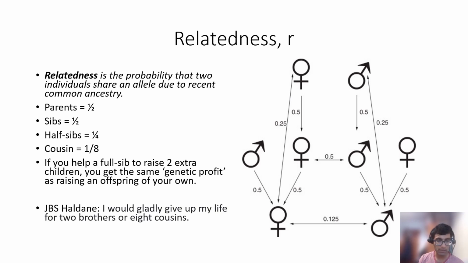And that's why the biologist J.B.S. Haldane once said, "I would gladly give up my life for 2 brothers or 8 cousins." Because 2 times a half is 1, and 8 times an eighth is also 1. Obviously he was being metaphorical, I think, but the point there is, in evolutionary terms, 2 siblings are worth the same as 1 self.